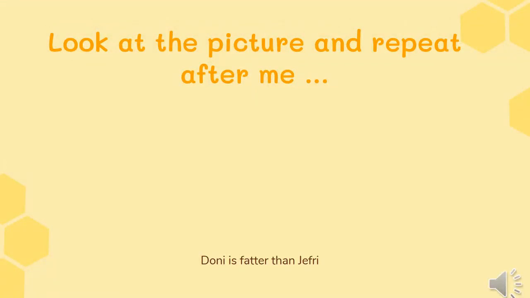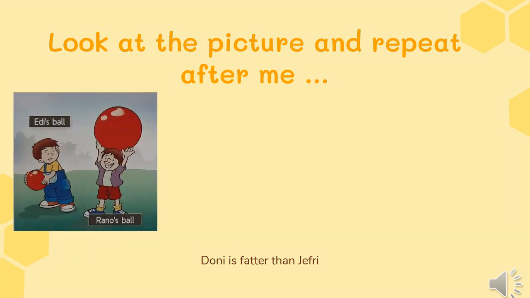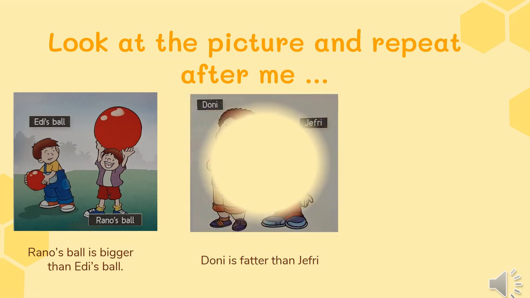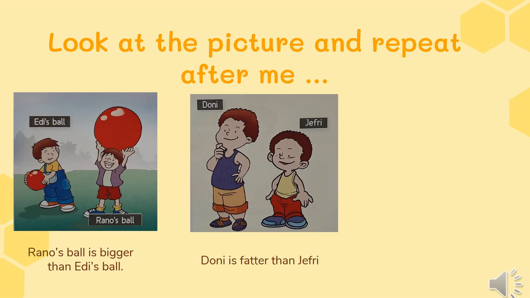Still, look at the picture carefully. There are 3 pictures. We can make a comparison or a comparative degree from the pictures. For example, we take the first picture. There are Rano and Eddie. They are playing ball, as you can see in the picture. Their ball sizes are different, right? So we can say it like this. Rano's ball is bigger than Eddie's ball.